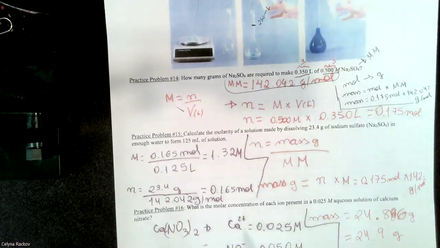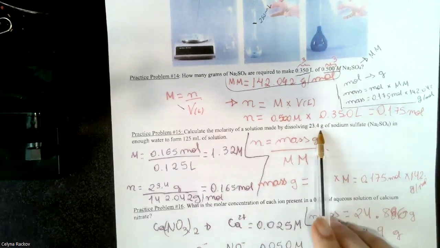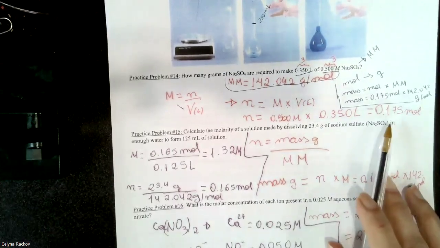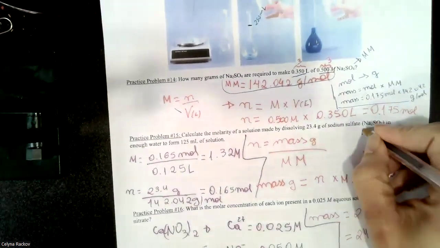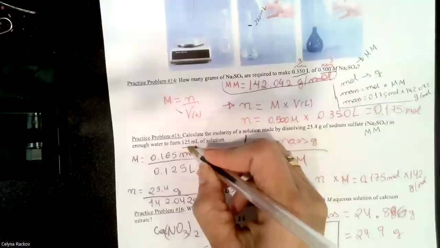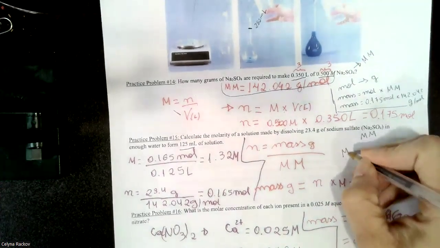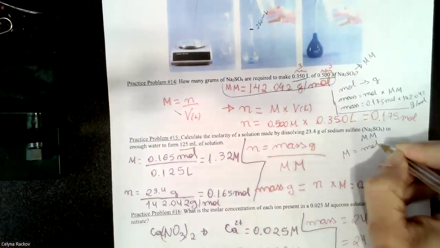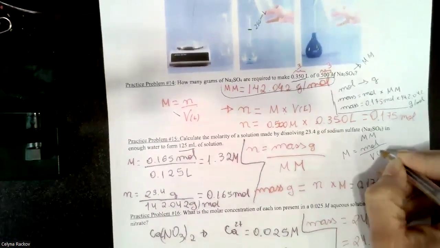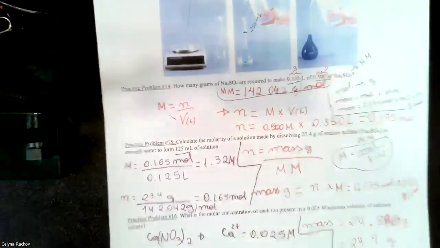Okay, the next problem here is to calculate the molarity. The question gives the mass and gives the formula, because if you have the formula, you can calculate the molar mass. It also gives the volume. So let's go here. Molarity is moles divided by volume in liters.